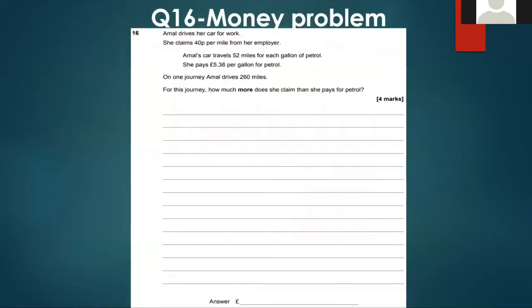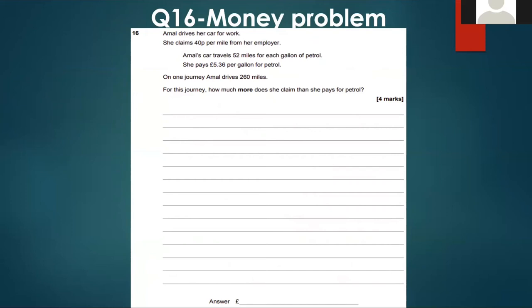Okay, is about money. Okay, and it says that what you've got is Amel drives her car for work, and she claims 40p per mile from her employer. Amel's car travels 52 miles for each gallon of petrol. She pays £5.36 per gallon for petrol. On one journey, Amel drives 260 miles. For this journey, how much more does she claim than she pays for petrol?